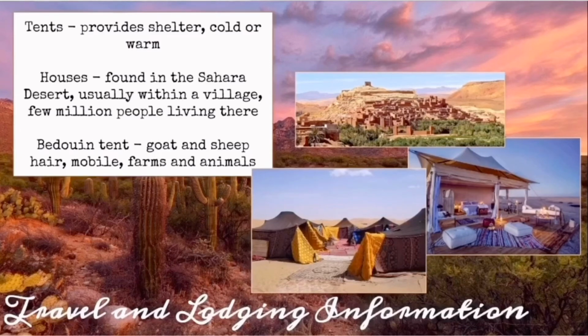The outside cover is made by hand out of goat and sheep hair. These are usually found near farms and animals. Since the land is very dry, farmers started subsistence farming. This is when farmers grow crops in order to live and survive.